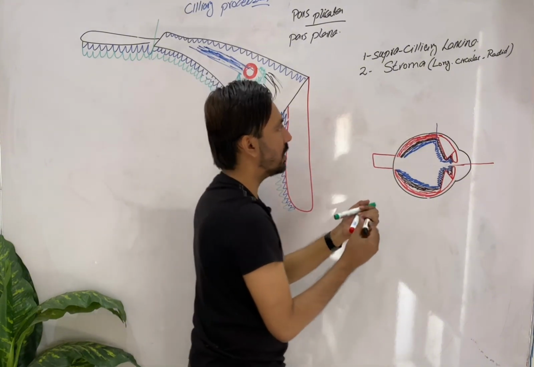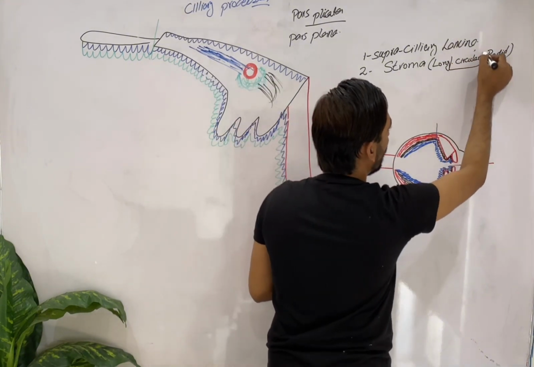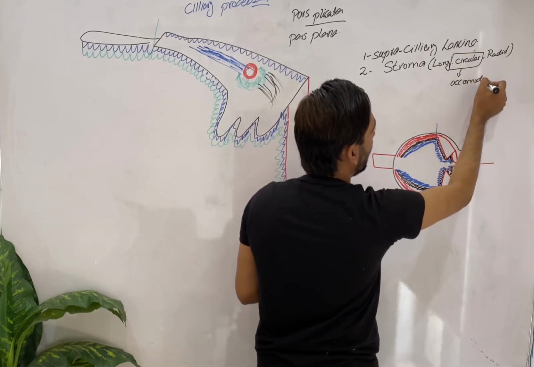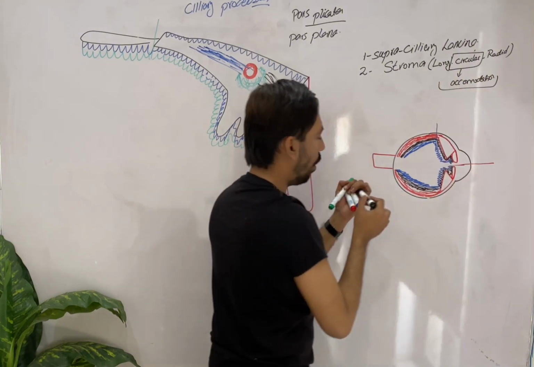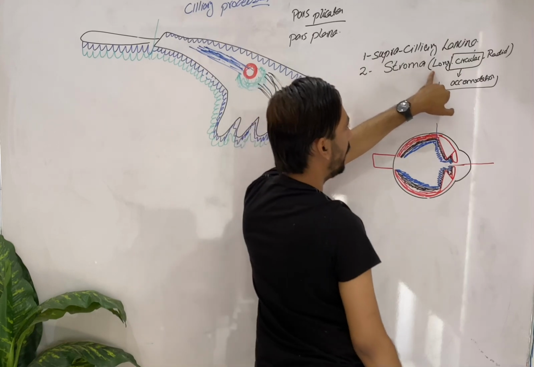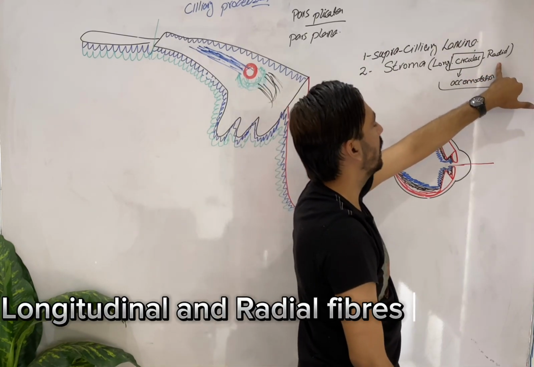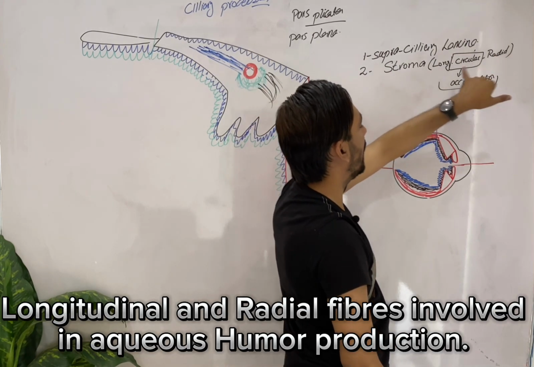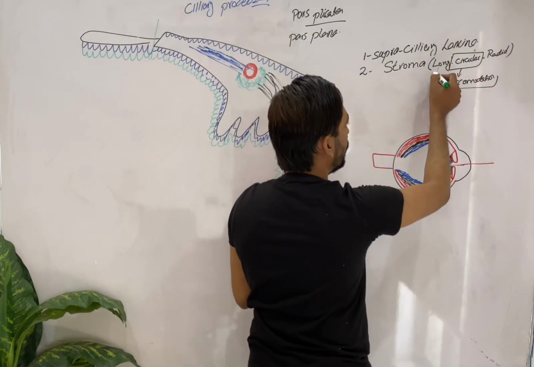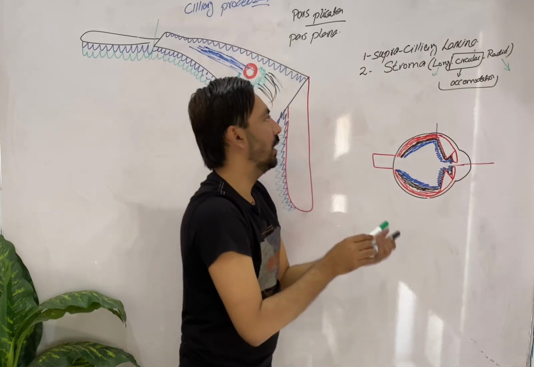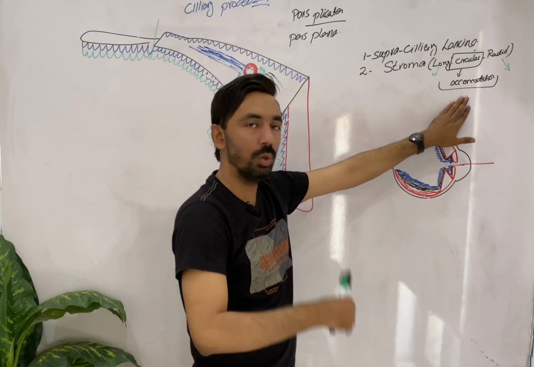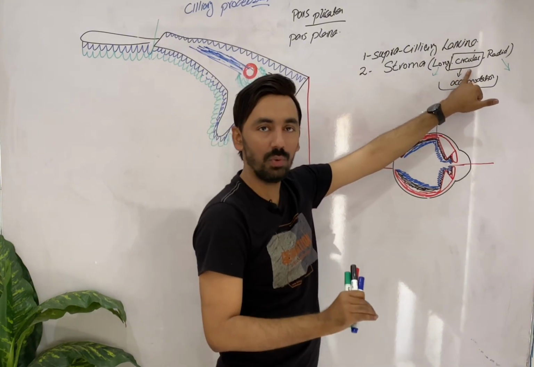Remember that only this circular fiber is involved in the process of accommodation. The fibers involved in accommodation are circular fibers, and the rest of the two fibers, which are longitudinal and radial fibers, or oblique fibers, are involved in aqueous humor production. So longitudinal plus radial are involved in the process of aqueous humor production, but the process of accommodation is controlled by the circular fibers, right?